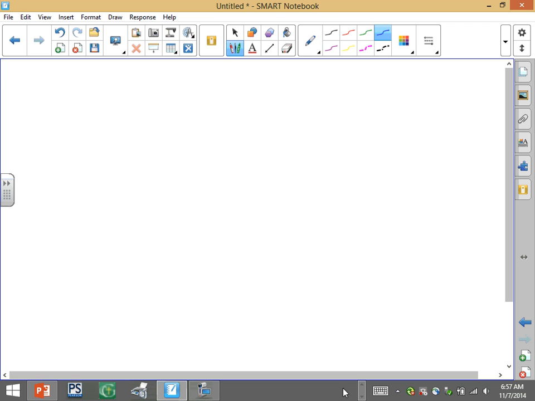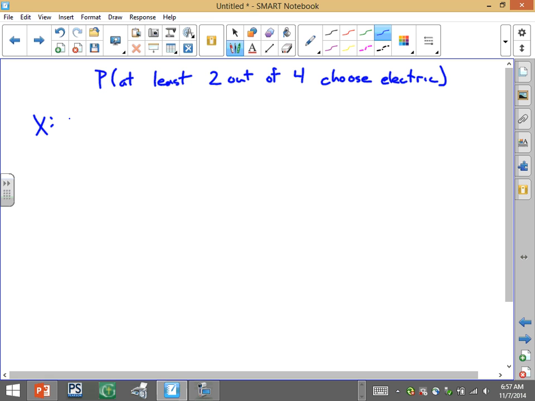So we're looking for the probability at least 2 out of 4 choose electric. All right, so that basically gets us going in the direction of what our random variable needs to be. So x is going to be the number of customers out of 4, that's important, that select electric.